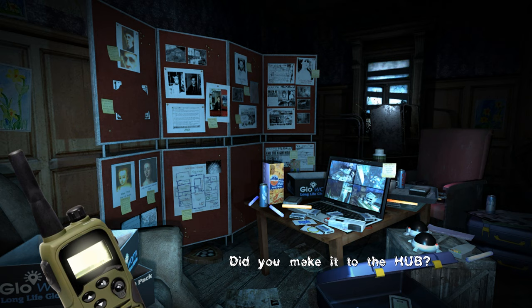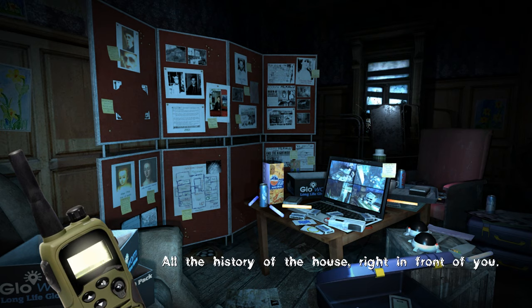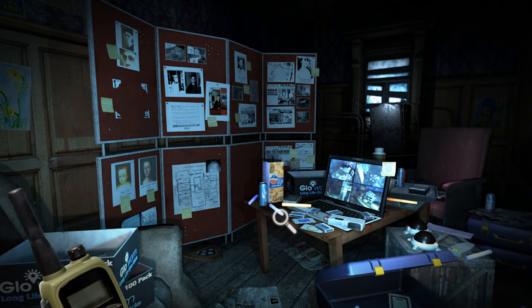Did you make it to the hub? You are looking at our ghost hunting HQ. All the history of the house right in front of you.